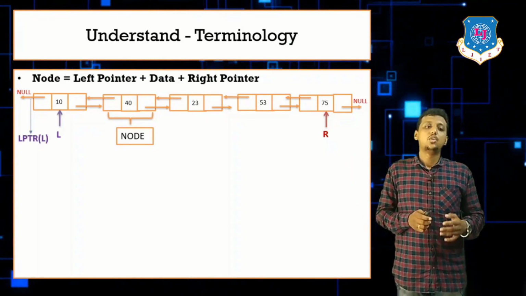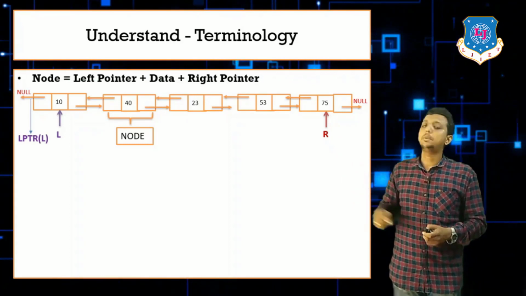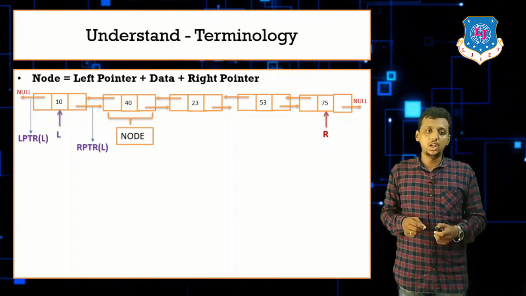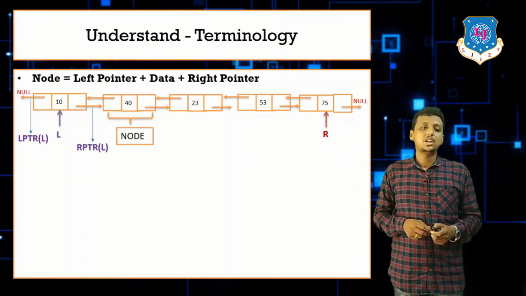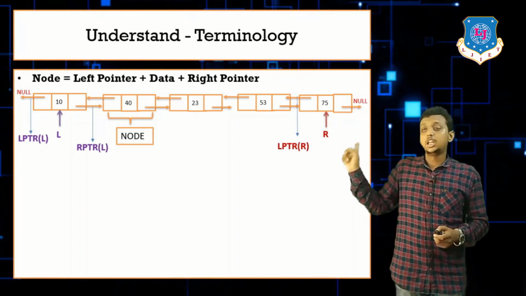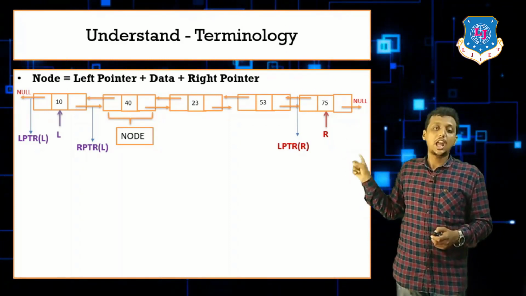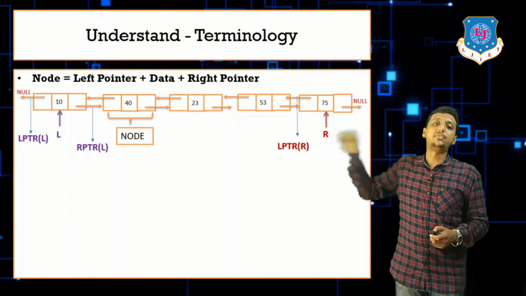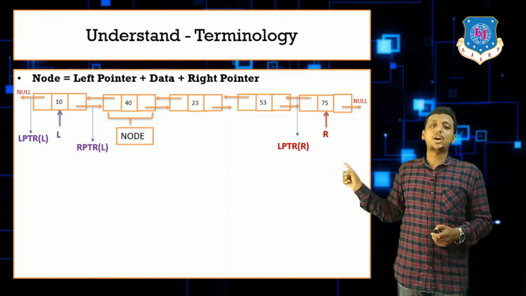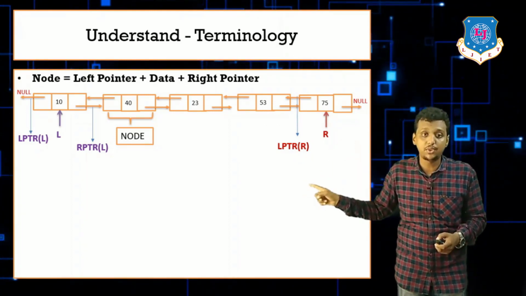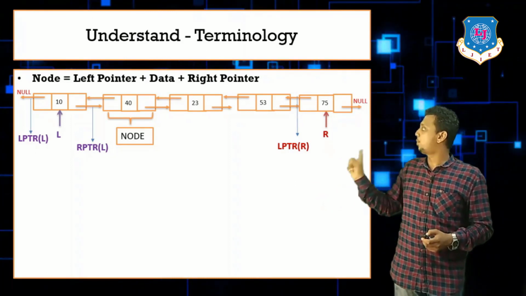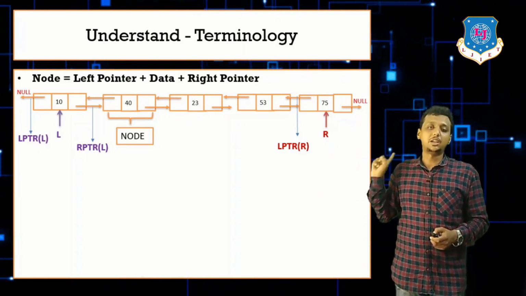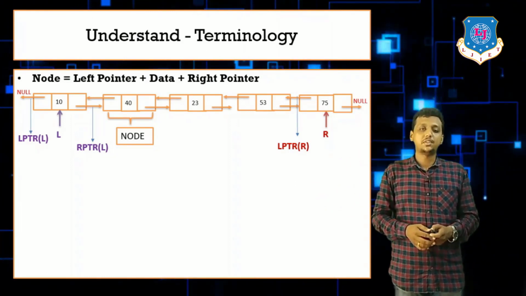Fine. Now, what about this? See, this is LPTR of L, which is pointing to null. This is RPTR of L, which is pointing to the next node. Here, LPTR of R is pointing to the previous node of 75, and RPTR of R is pointing to the right side, that means null of 75.